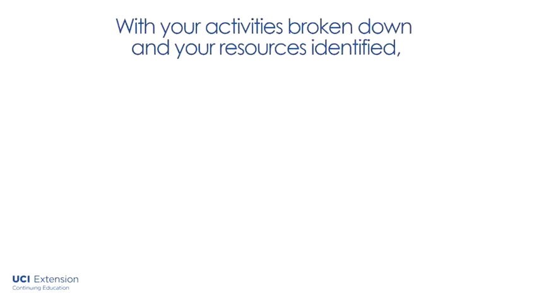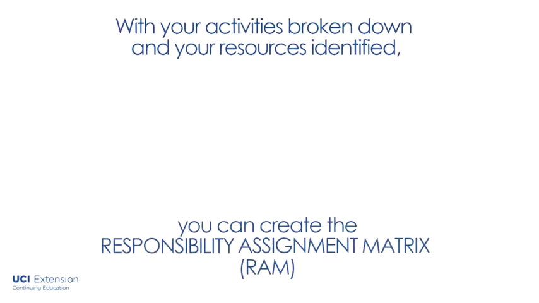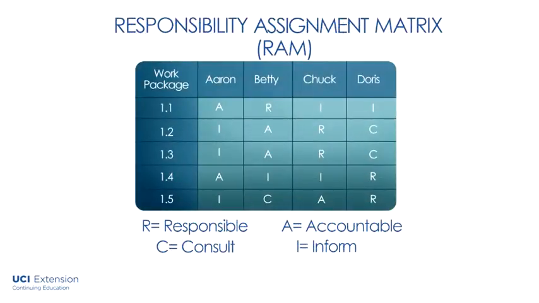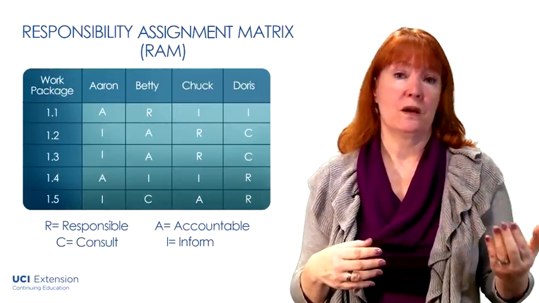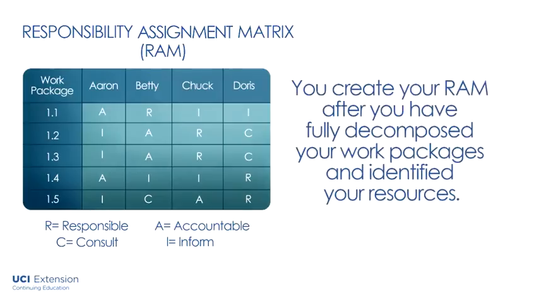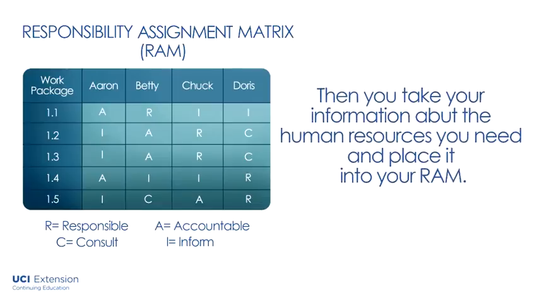With your activities fully broken down and your resources identified, you can create the responsibility assignment matrix, or RAM. If this sounds familiar, it should. We discussed the RAM as a good tool to help your team avoid role conflict and role ambiguity. Perhaps you are wondering where the information comes from to create the RAM. Well, now you know. You can create your RAM after you have fully decomposed your work packages from your WBS and you have identified your resources. Then you take your information about the human resources you need and place it into your RAM.